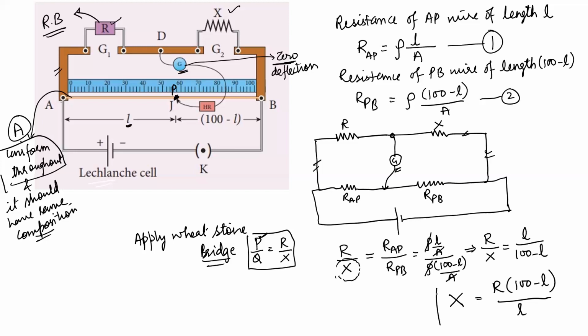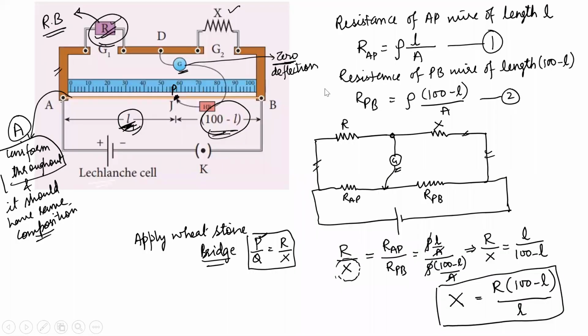R is known to us because we had placed a resistance box of certain resistance, and we know the length L because while doing the experiment we come to know this length. If this length is L, the remaining length must be 100 minus L. All these three things are known to us. With the help of these three things, we will be able to find the unknown resistance X. So this is the formula to determine the unknown resistance X.